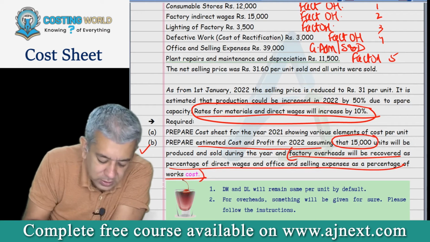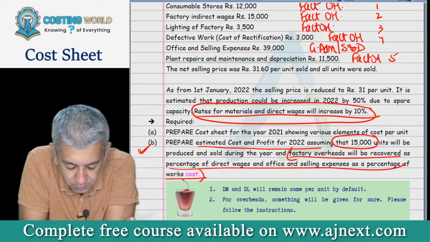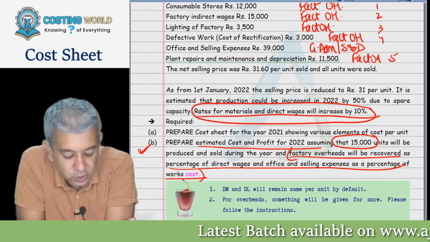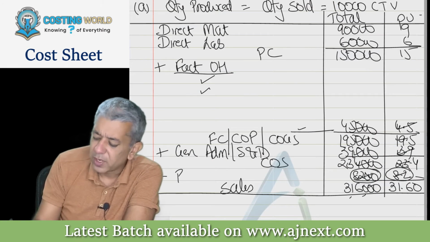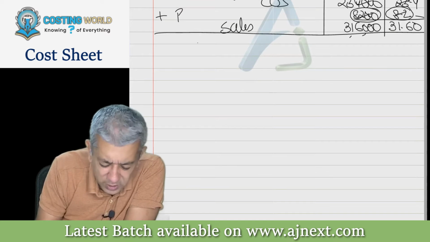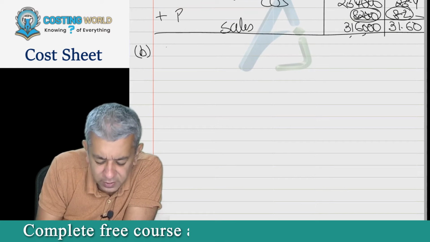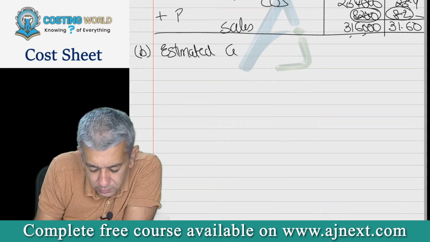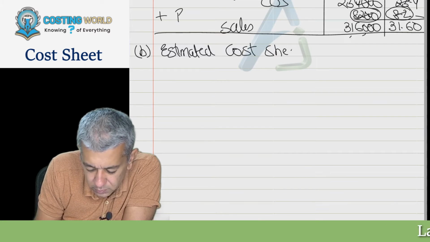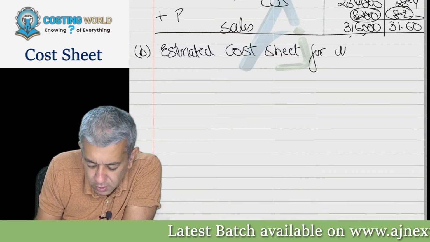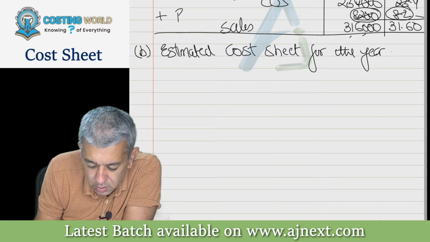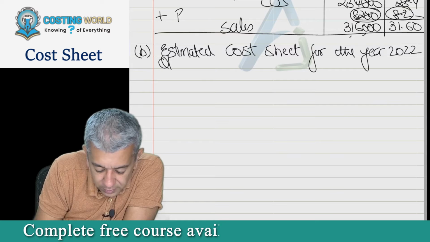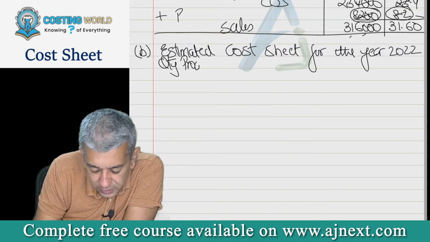Okay, so let's start off with part B of the question. Prepare estimated cost and profit for the year 2022. You all write down part B. You can do that on the next side also, or if you have around half a side over here, that's fine. Write down: estimated cost sheet for the year 2022. Just manipulating the words a bit.